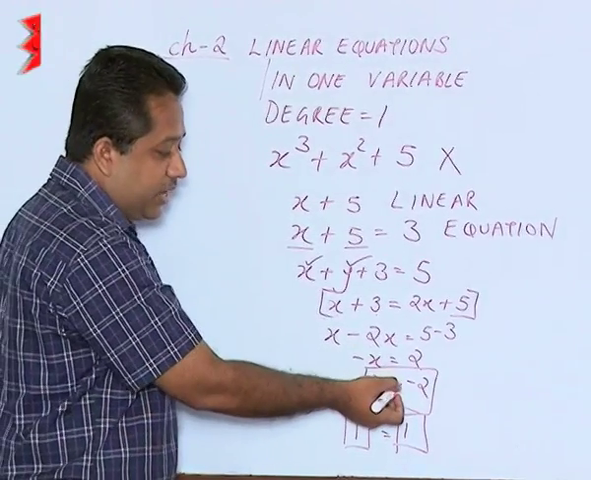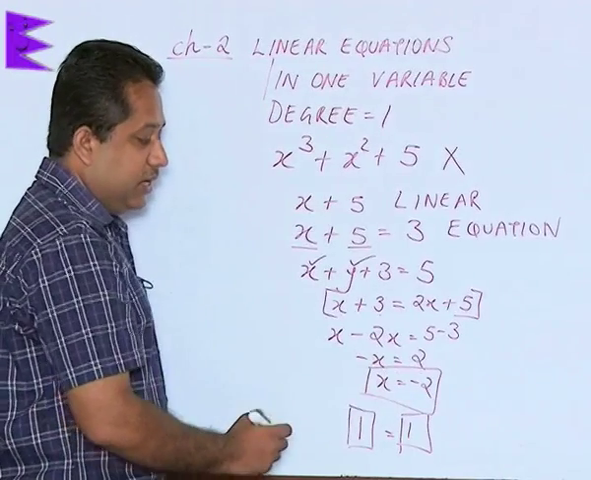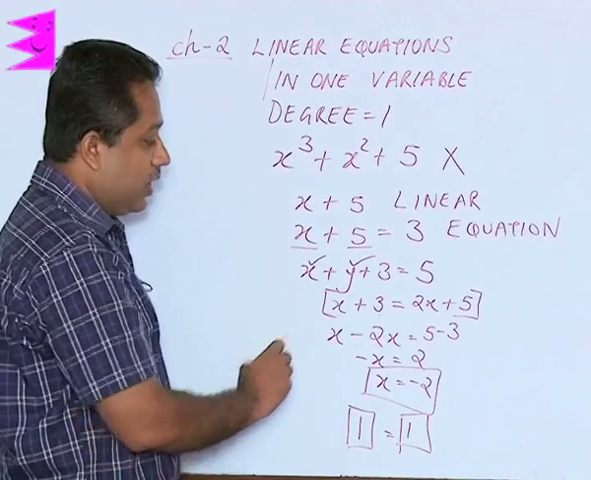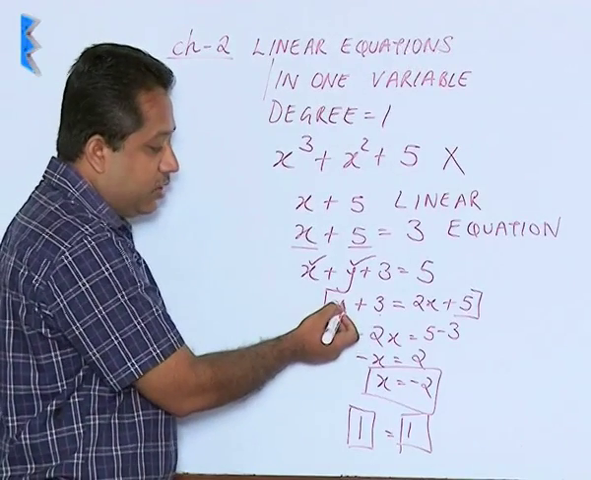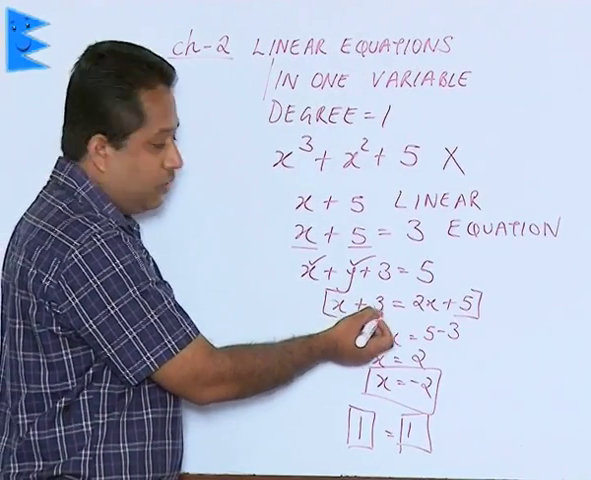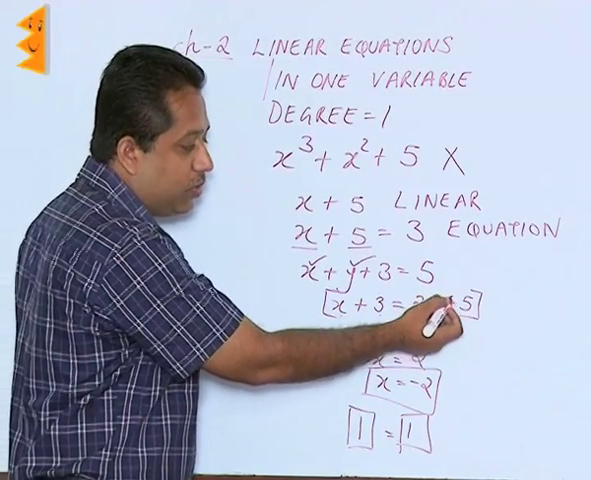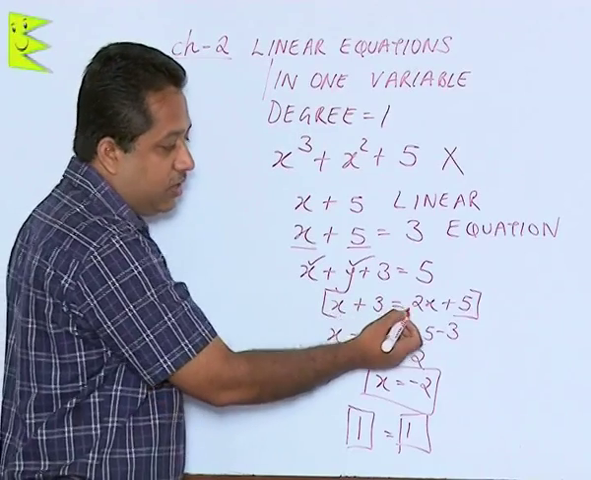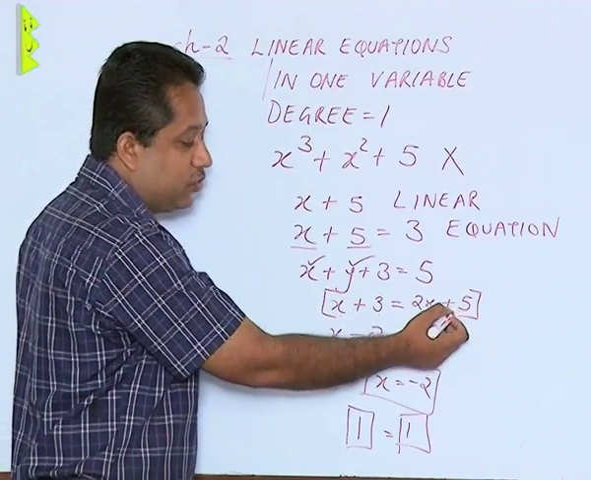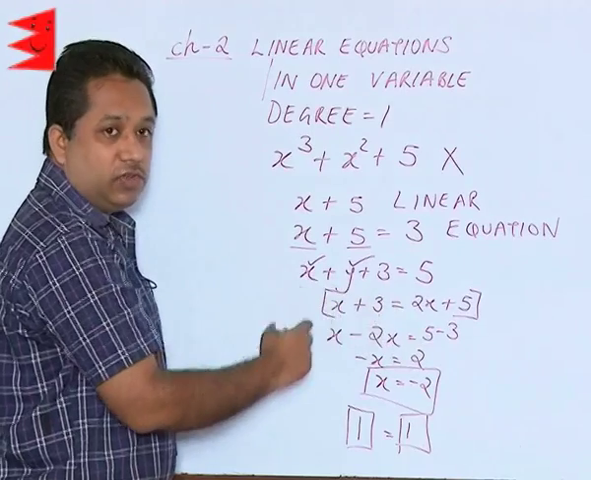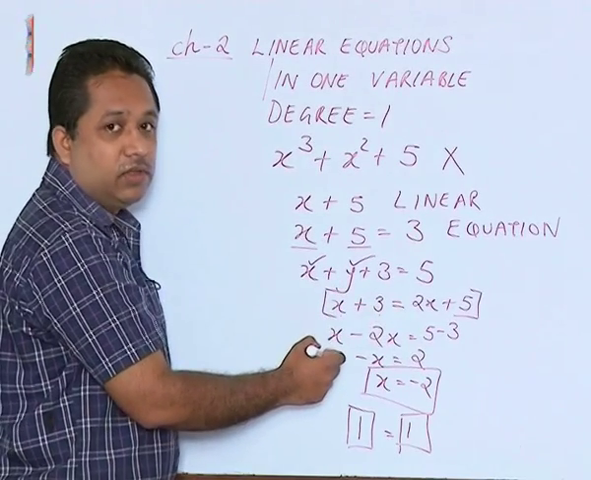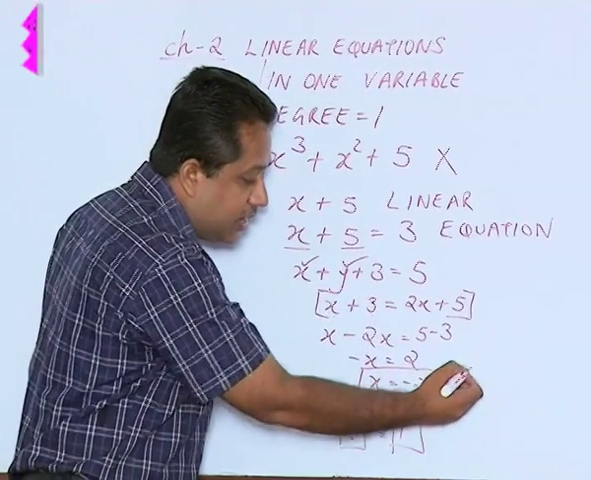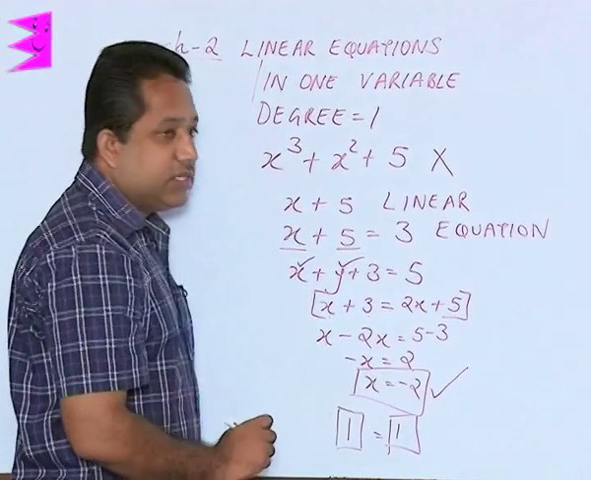Let us see the case where we get another value of x. Let us say the value of x is 1. If the value of x would have been 1, then when I substitute x is 1, we get 1 plus 3 is 4, and here I will get 2 into 1, 2, 2 plus 5 is 7. So, we find that here on the left side we are getting 4 and on the right side we are getting 7. So, we know that x is 1 is not a solution for this linear equation. Therefore, this linear equation will have one definite answer, and that answer will be x is minus 2.